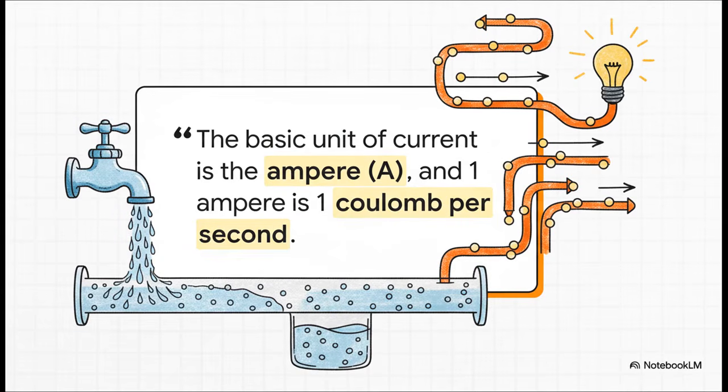And this slide here really nails the point. 1 ampere is a specific amount of charge flowing per second. So it's not about how fast the individual little charges are moving, but how much total charge is flowing past a point. It's a measure of volume over time, kind of like gallons per minute for a hose.